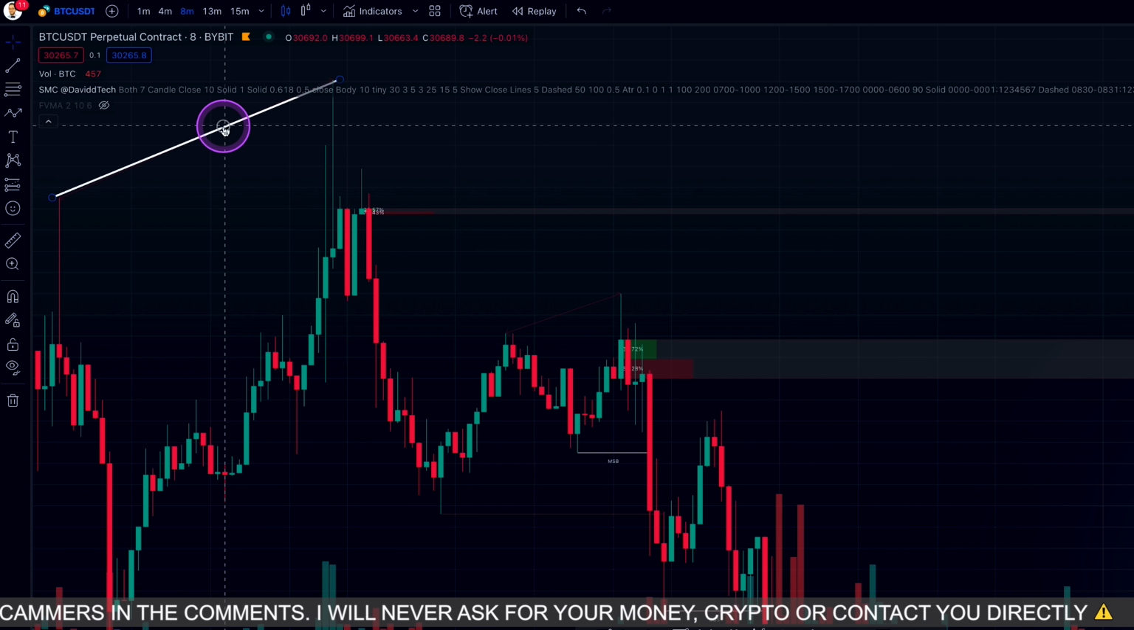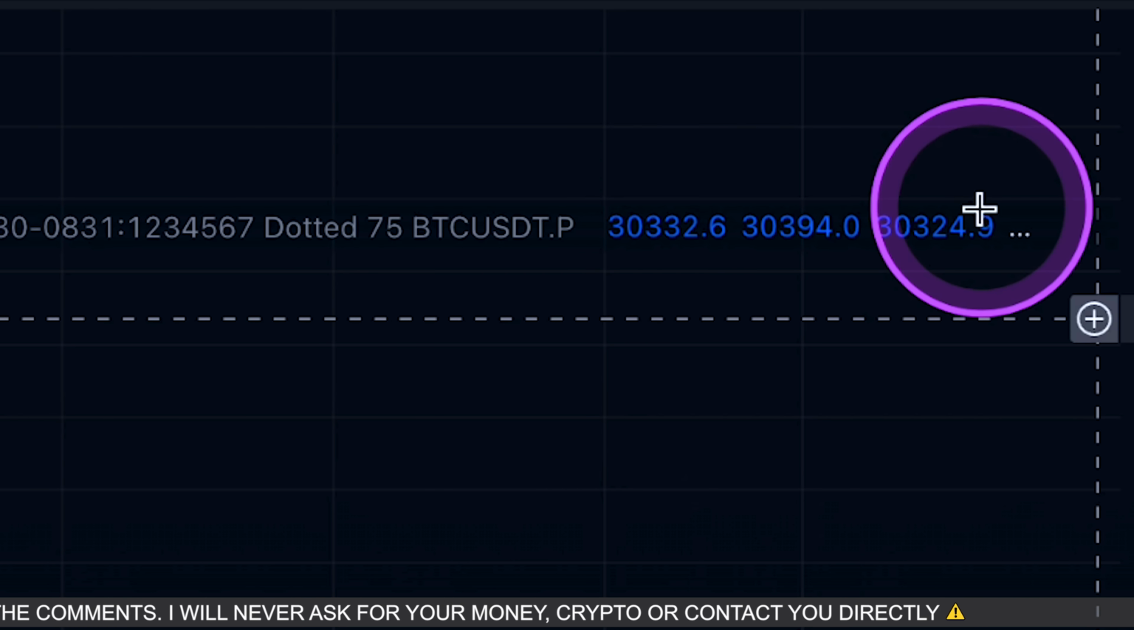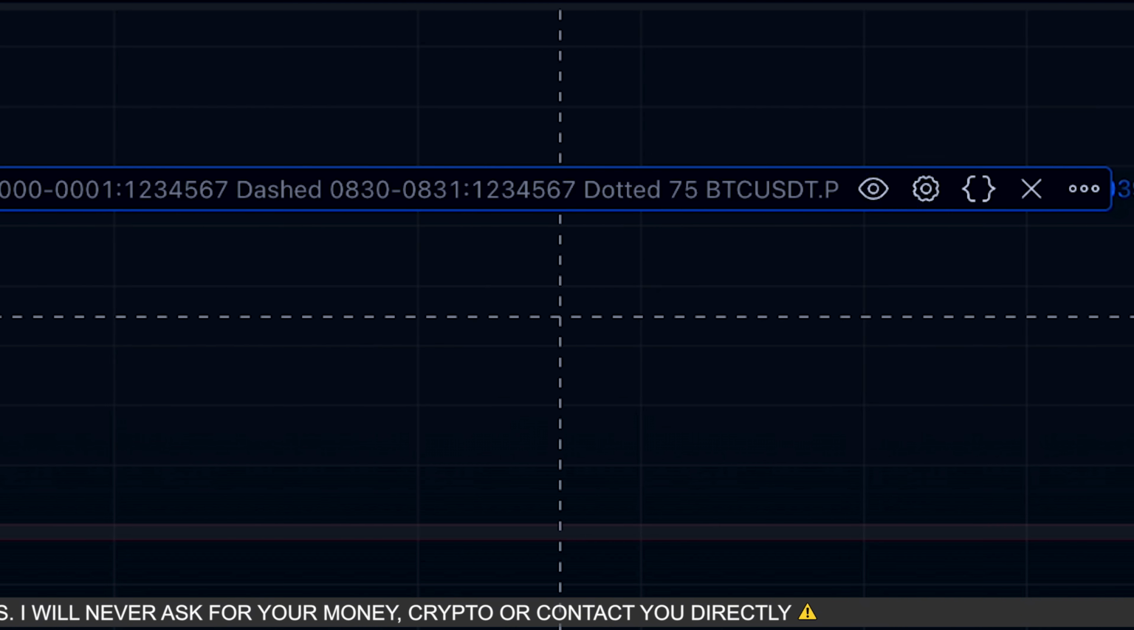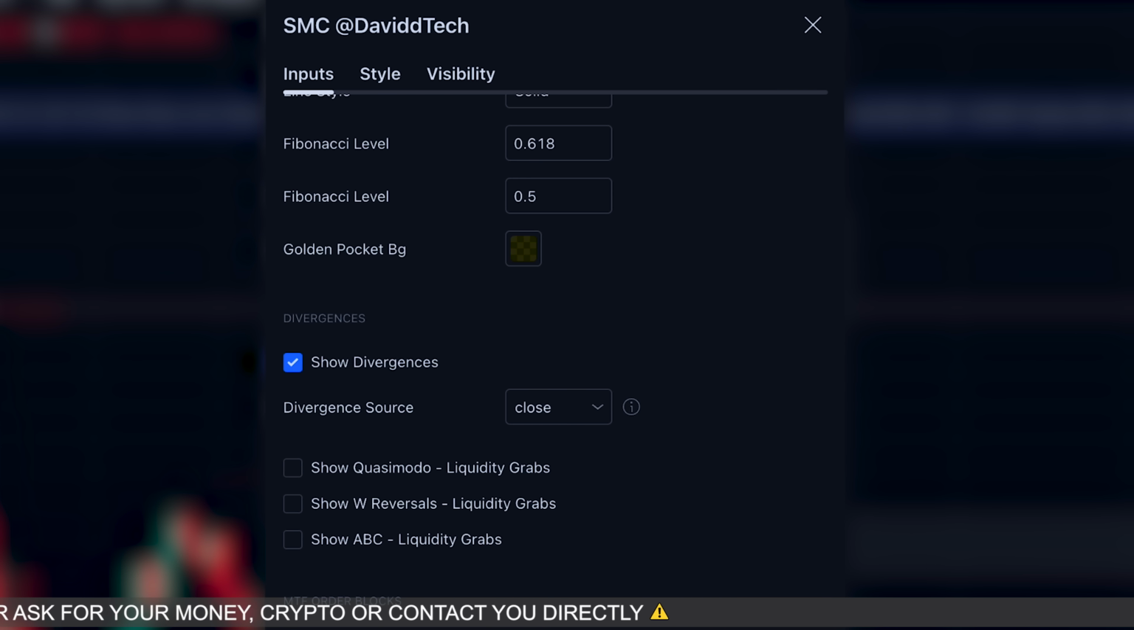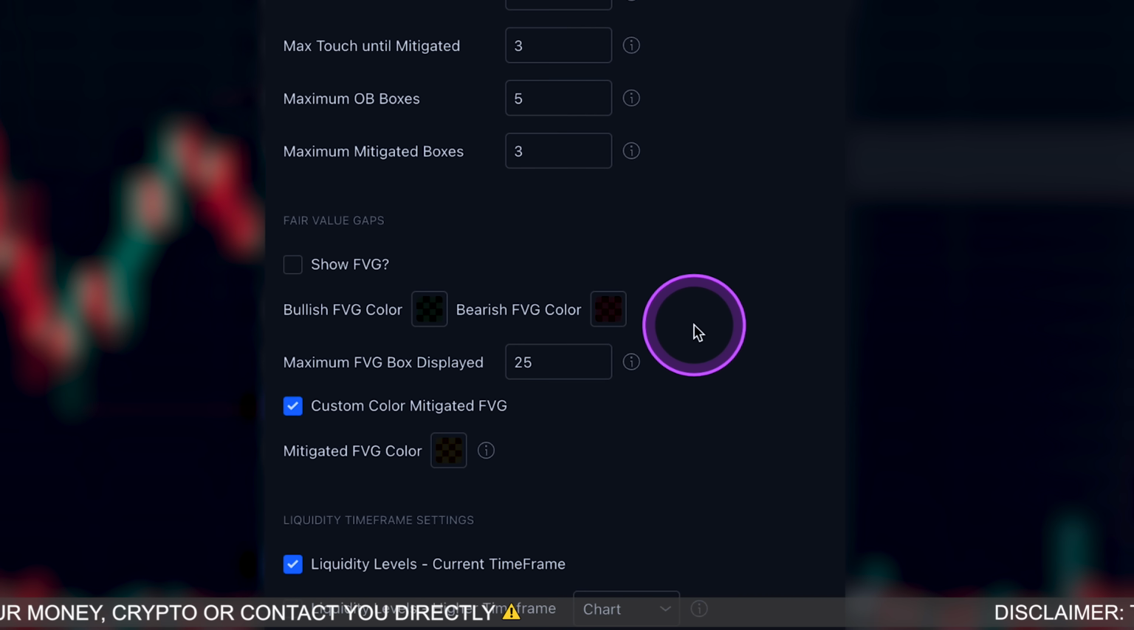Okay, so we have divergences added so that we get a little bit more confluence. There's even more confluence in things like candle patterns. Let me scroll down here. There's so much to look through.